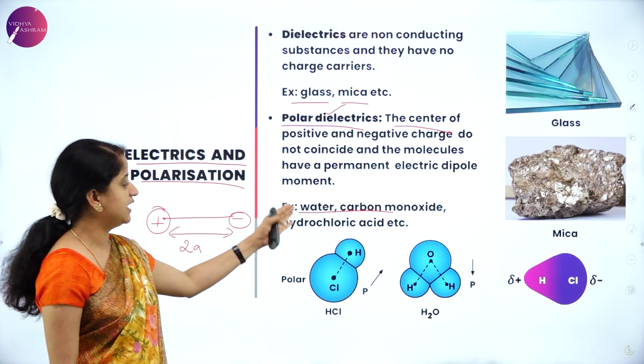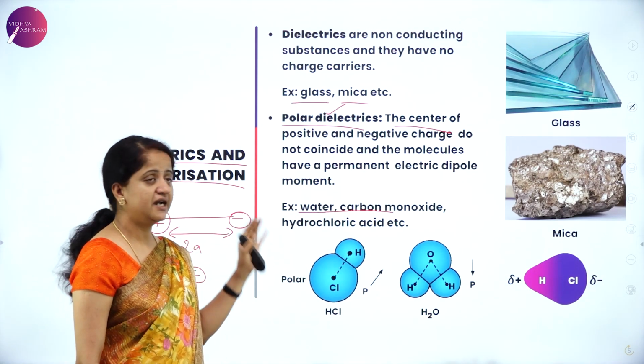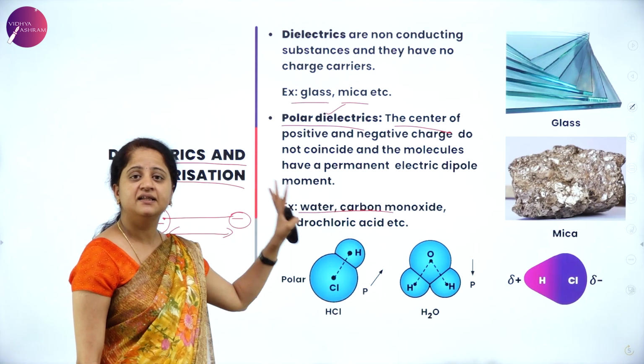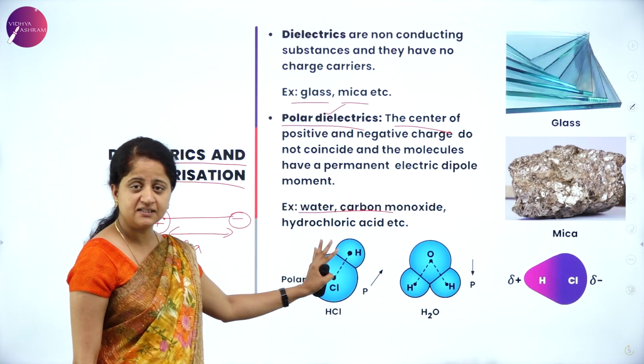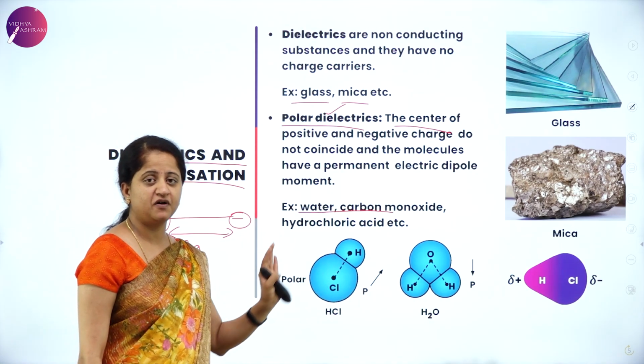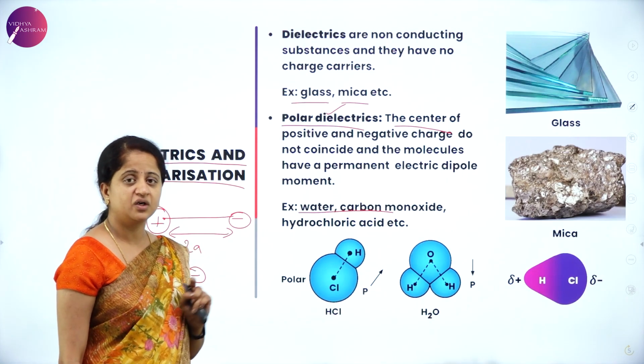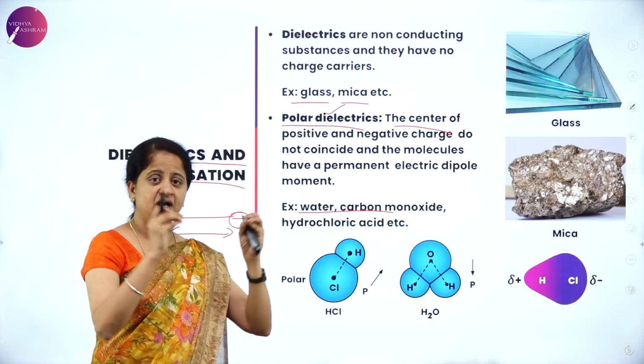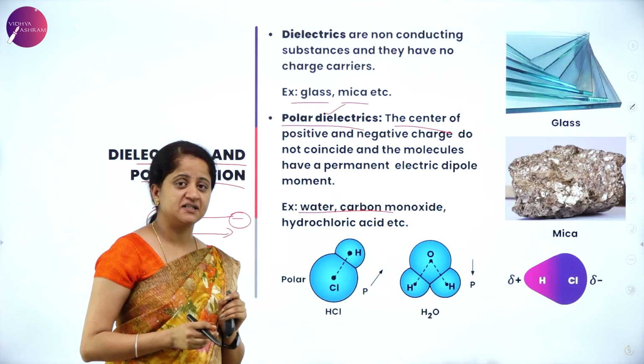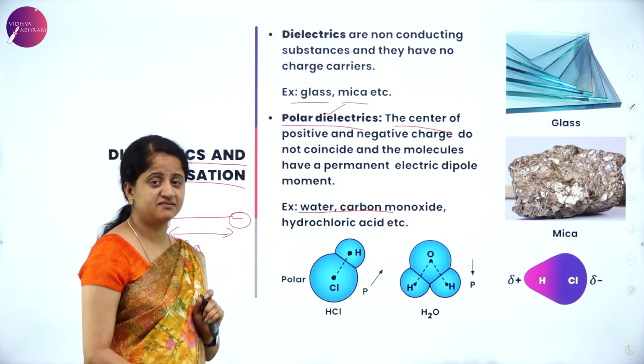Say for example, we have water, carbon monoxide, hydrochloric acid, etc. In these compounds or substances, the centers of positive and negative charges do not coincide because they are separated by a certain distance. They have a permanent electric dipole.